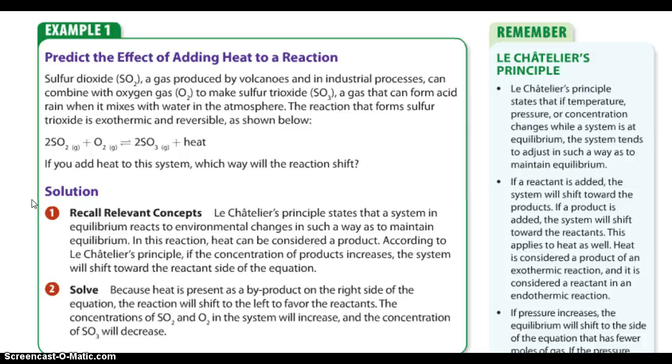Sulfur dioxide, SO2, a gas produced by volcanoes and in industrial processes, can combine with oxygen gas to make sulfur trioxide, SO3, a gas that can form acid rain when it mixes with water in the atmosphere. The reaction that forms sulfur trioxide is exothermic and reversible, as shown below. So the 2SO2 plus oxygen yields 2SO3 plus heat.